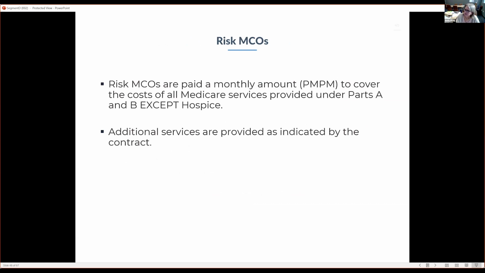Risk HMOs are the basic way. Their plans are paid a monthly amount per member per month to cover the costs of all Medicare services under Parts A and B, except hospice. Additional services such as pharmacy are provided as indicated by the contract.